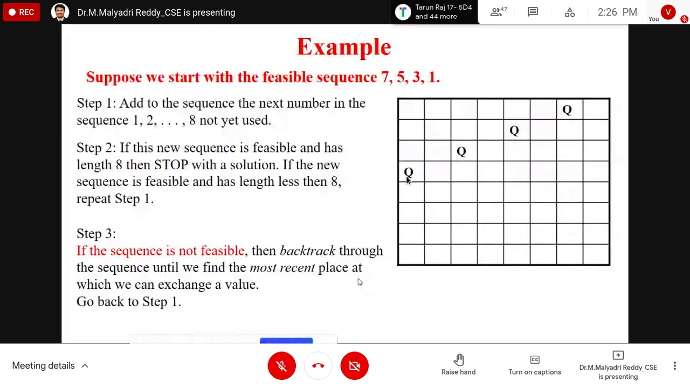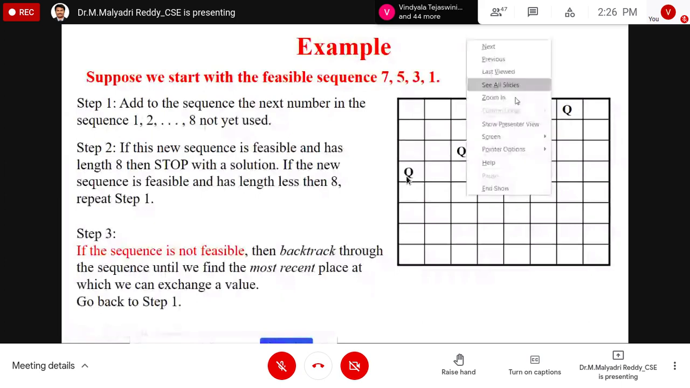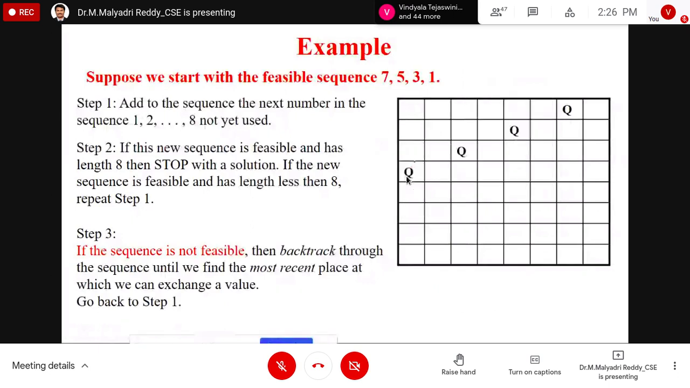So same row means if the I value is the same, the Q position is identified in the same row. Matrix Ij. Yes. If the J value is the same, the elements are in the same column. Yes, sir. So no need to specifically check the conflict for row and column. Depending on the I value and J value, it is easily identified.